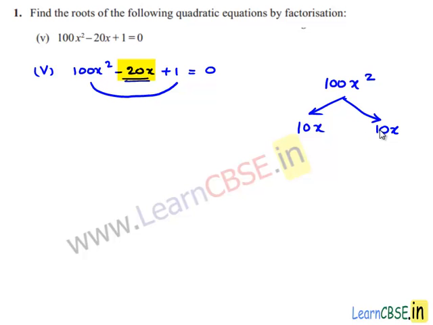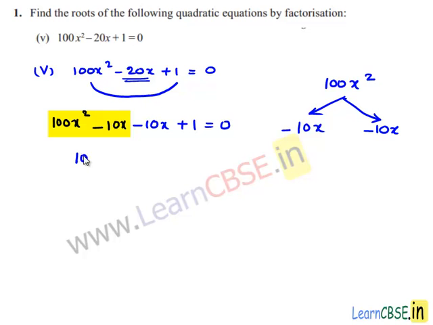But 10x plus 10x is 20x. Here we have minus 20x. So minus 10x plus minus 10x is minus 20x and minus 10x multiplied by minus 10x is plus 100x square. So minus 10x and minus 10x satisfy both of the conditions. So 100x square, on replacing minus 20x with minus 10x and minus 10x, we get this one.